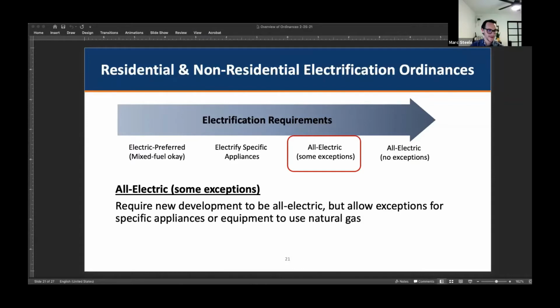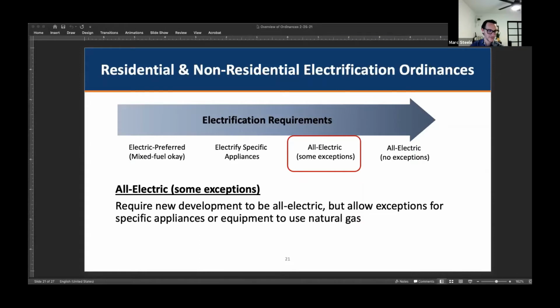This is followed by an all-electric requirement that carves out certain exceptions. So it's a little bit of the inverse of the electrify-specific appliances category. So under this type of ordinance, all new development is required to be all-electric, but certain appliances or equipment may be permitted to use natural gas. So current ordinances that fall into this category typically permit one or more combination of either cooktops, which would be the range or the oven, fireplaces, and usually pool or spa equipment.